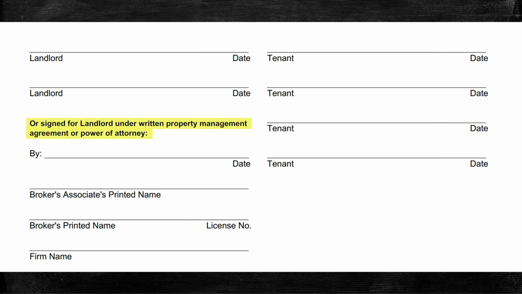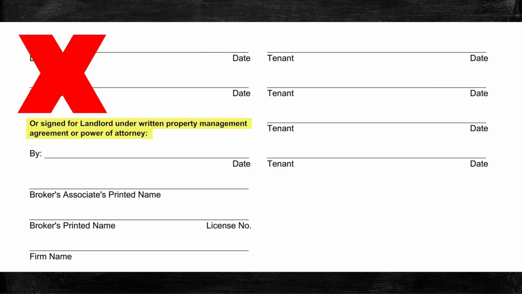If there is a property manager, then we're going to jump down to the section below this bold-faced part here that says, or signed for the landlord under a written property management agreement or a power of attorney. If we are using a written property management agreement or power of attorney, so we have someone signing on behalf of the landlord, we will not have the landlord's signature on the lease, and that's fine. The landlord can appoint a property manager to act on their behalf.